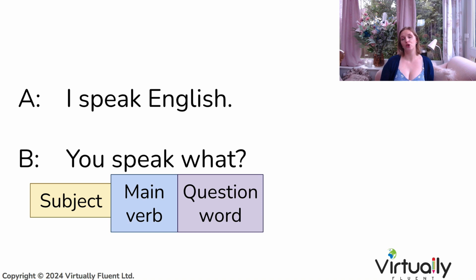Now, this is where you partially heard what somebody has said, so you can use that information in your question, but you didn't get all of the information, so you're kind of echoing what the first person has said. For example, person A says, I speak English, but you didn't hear which language they spoke. So then you would echo that question and say, you speak what? Now here you can see that, again, it's more like a statement. We have our subject, our main verb, and then our question word at the end. You speak what?